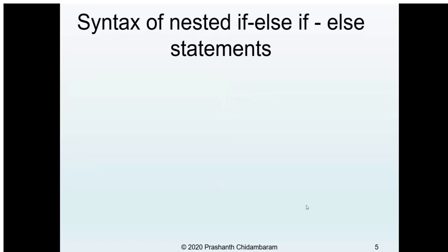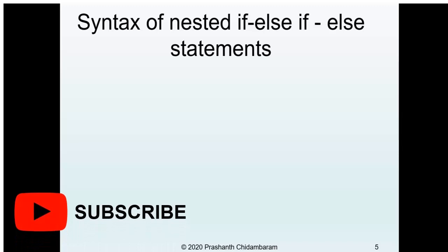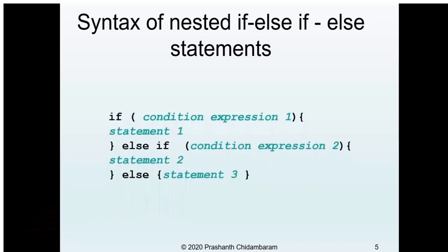So now let's look at the syntax of a nested if, else if, and else statement. First is condition expression 1. If that is true, then statement 1 is run. If condition expression 2 is true, then statement 2 is run, and this is under else if. Now you could also have another else if that evaluates condition expression 3, and if that turns out to be true, then statement 3 is run, and so on. In this case, if none of the if or else if statements are true, then finally the else statement is run.